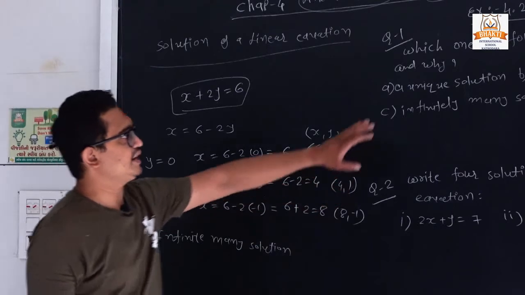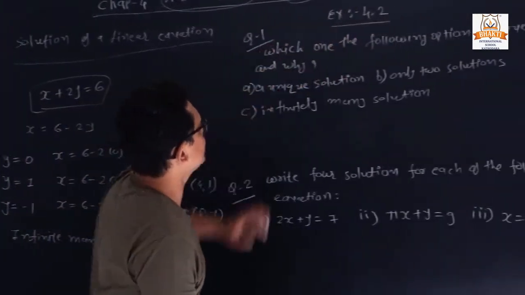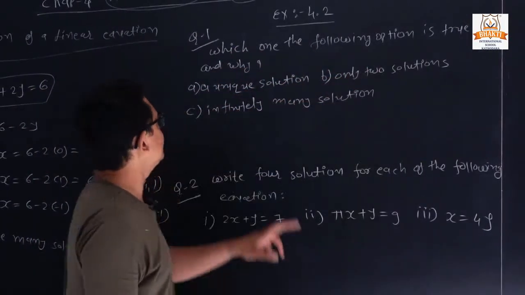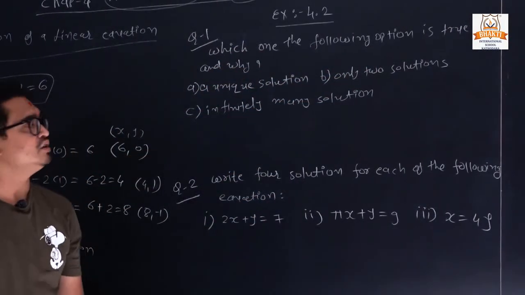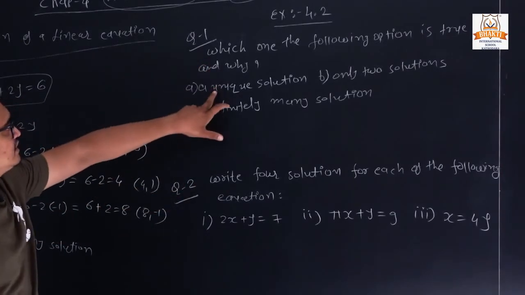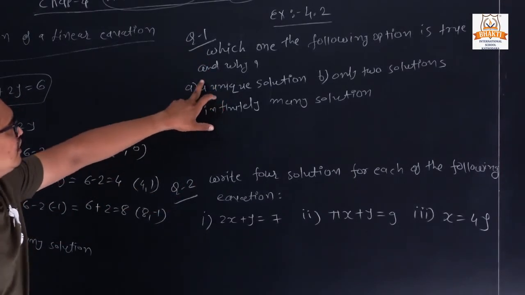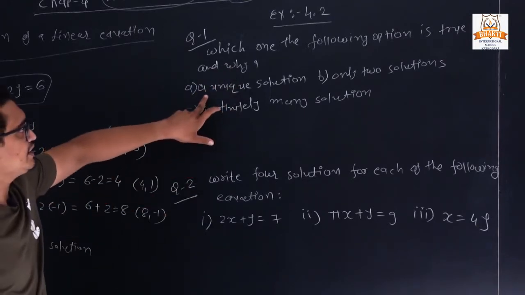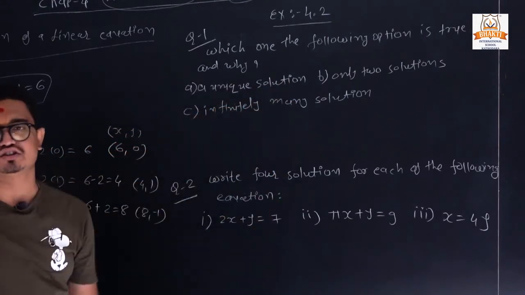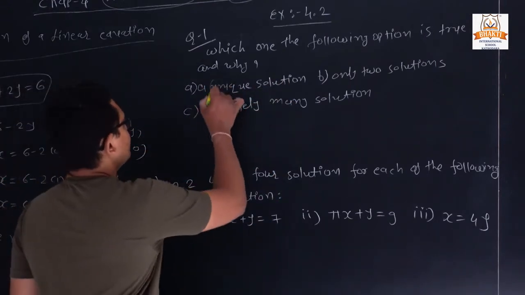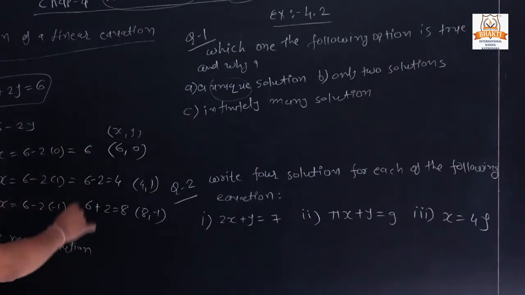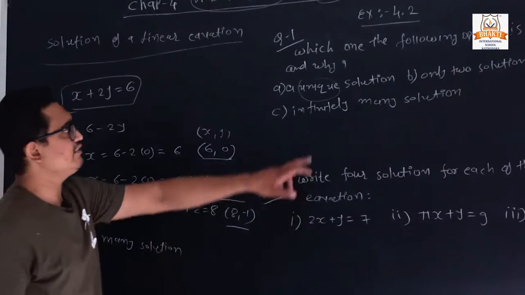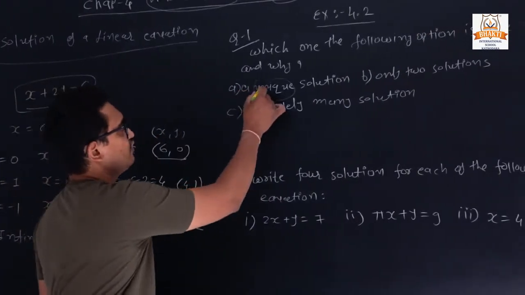So now we are going to our exercise number 4.2, question 1. They are asking which one of the following options is true and why. So first of all, see that: a linear equation with 2 variables has only one unique solution. So no, it is not possible, because see this example. We have 1, 2, 3 and a number of solutions. So it does not have only one solution. So the first option is false.